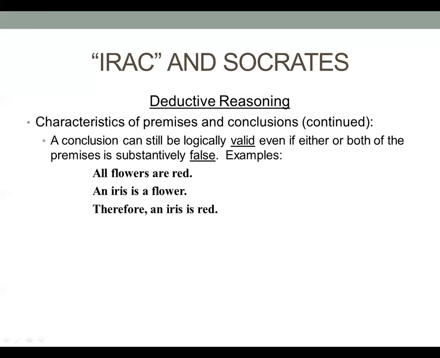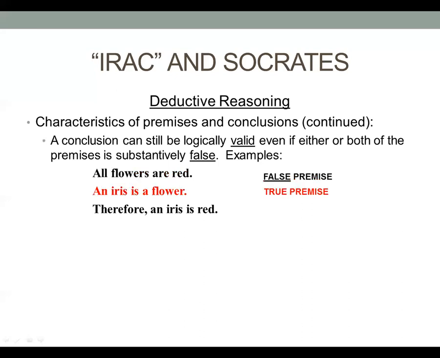Therefore, an iris is red. Well, your first premise here, all flowers are red, it's not true in terms of what it's actually saying. All flowers are not red. There are all kinds of different colored flowers. So here we have a premise that's not true. In other words, it's false. We have a false premise.